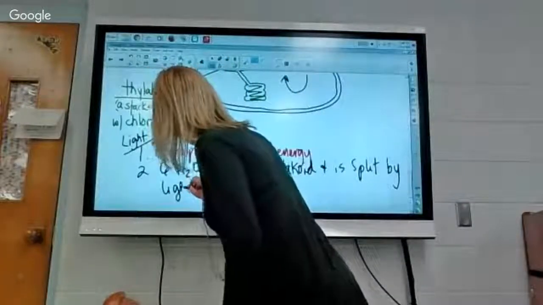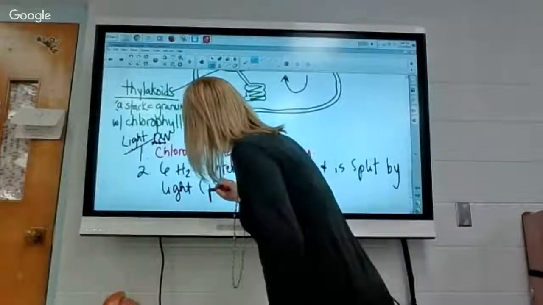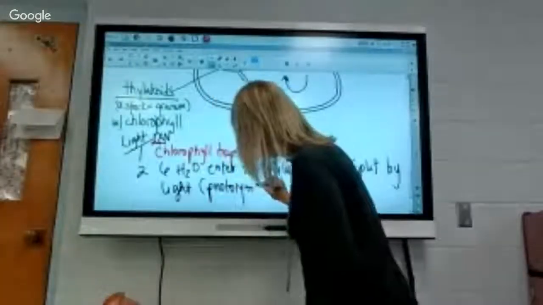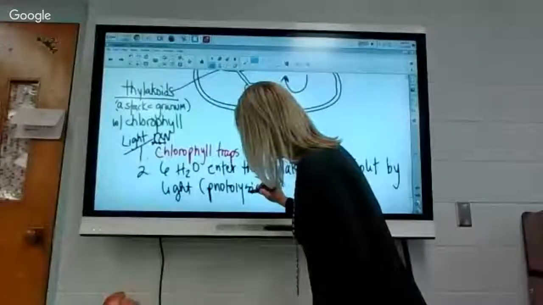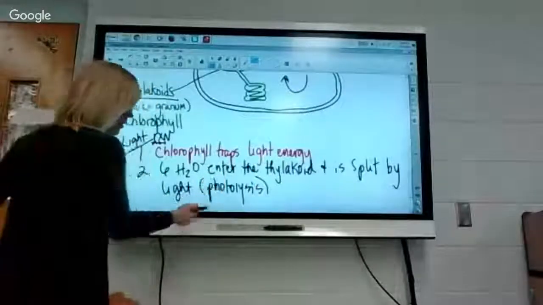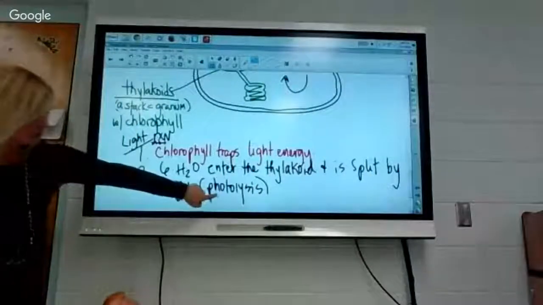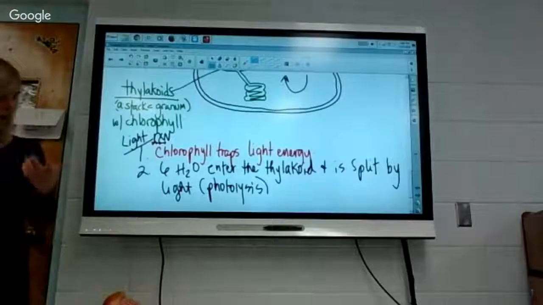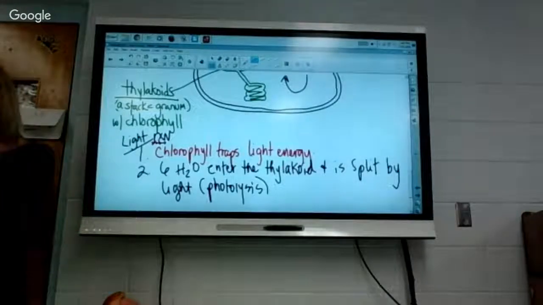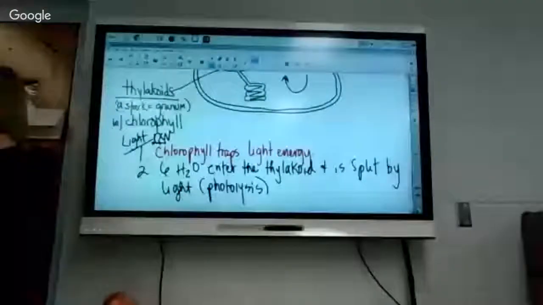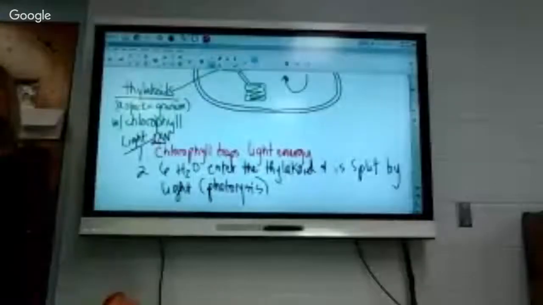Light. Photolysis. Okay, so when you see this word, photo, what does that mean? Light. And lysis, if you lyse anything, you destroy it. So all we're doing is splitting the water.